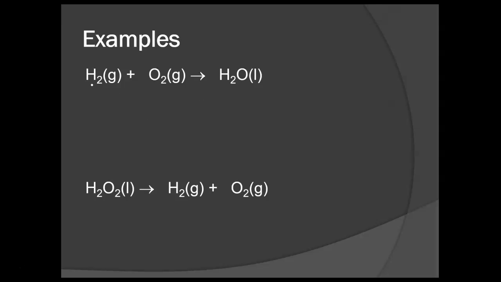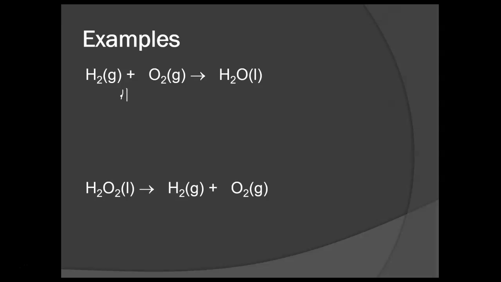And so when you're reading something like this, right now, there's 2 hydrogens here, there's 2 hydrogens here, there's 2 oxygens here, but there's only 1 oxygen here. So we can see that this is an unbalanced equation. So in order to balance, I start to create a tally.